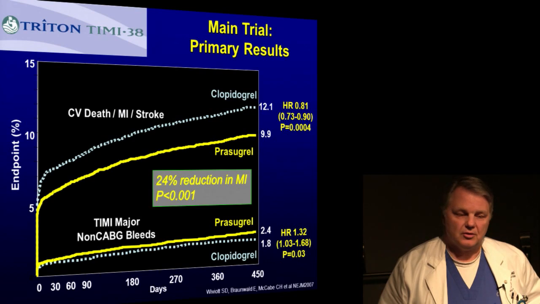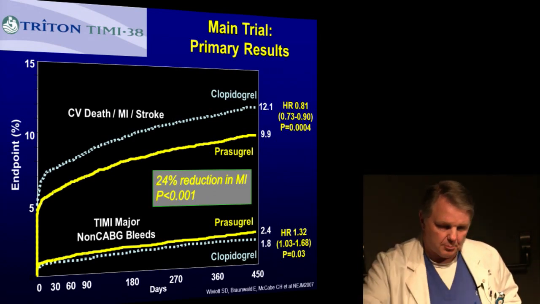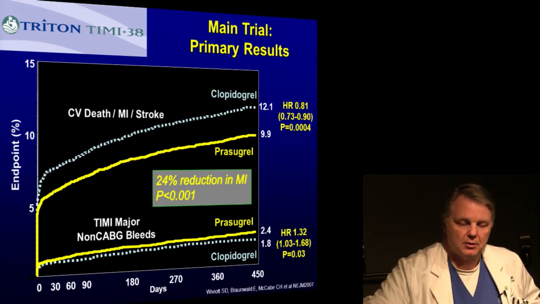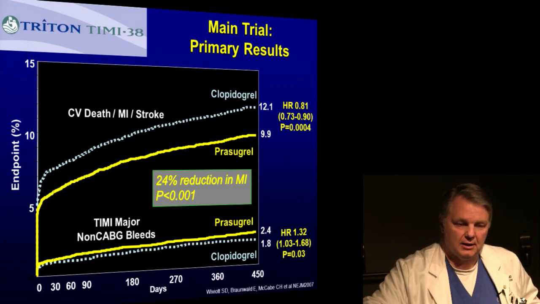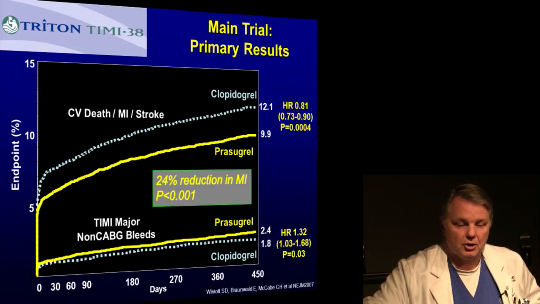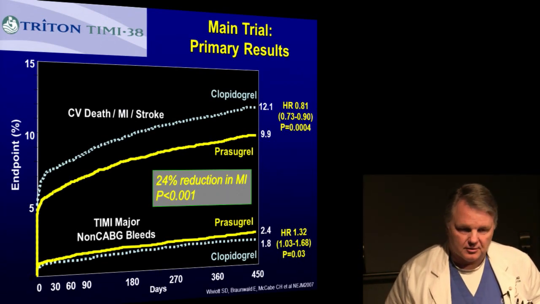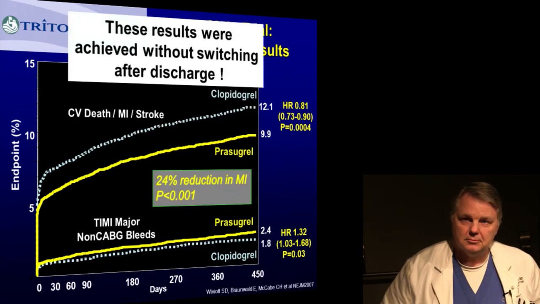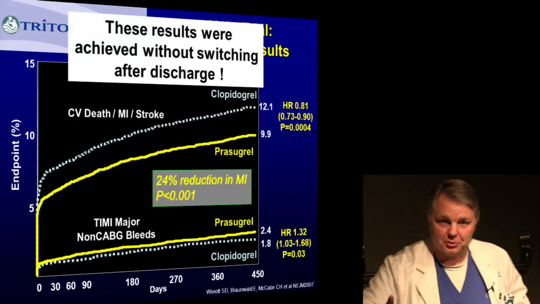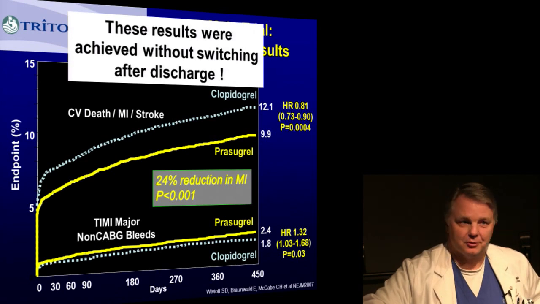So Chris showed you this. This is the randomized clinical trial of TRITON with prasugrel after PCI and ACS. Very significant reduction in ischemic events and almost a 50% reduction in stent thrombosis, with increased risk of bleeding shown at the bottom of the slide. So there is a risk balance to be played out here, but these results were achieved without switching after discharge. So keep that in mind.